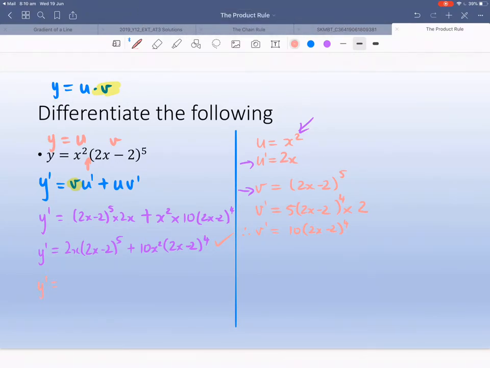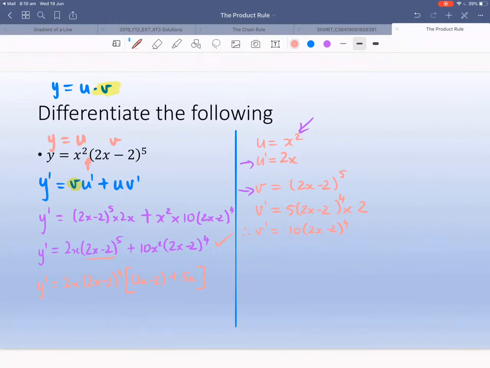So y dash equals, I'm going to take 2x minus 2 to the power of 4 as my common factor, because that only goes up to the power of 4. Then I'm going to open my brackets, I'm going to put square brackets, and I've still got 2x to the power of, sorry, not to the power of 2, that in brackets. Plus, now I've got all of these outside, so all I need is, I've got 2x, so it's just going to be 5x.